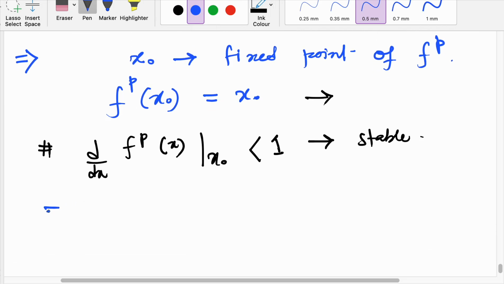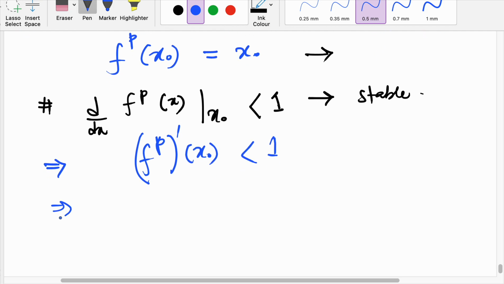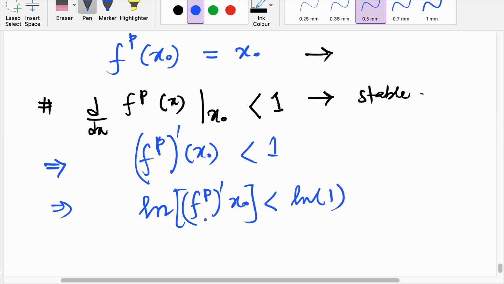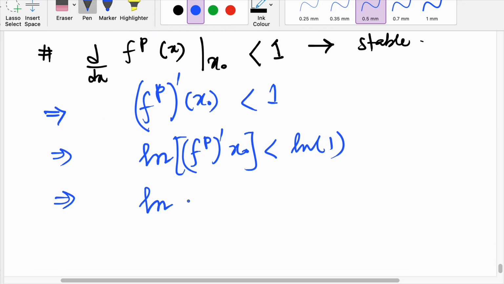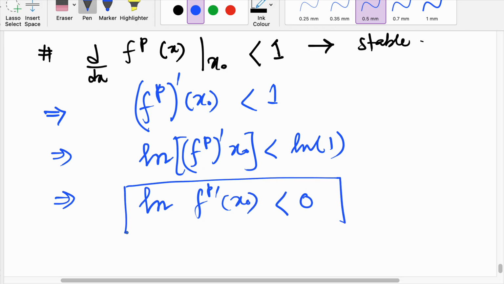This can be written as |(f^p)'(x0)| less than 1. If I take ln on both sides, then ln |(f^p)'(x0)| is less than ln 1, which is 0. That we are going to use.